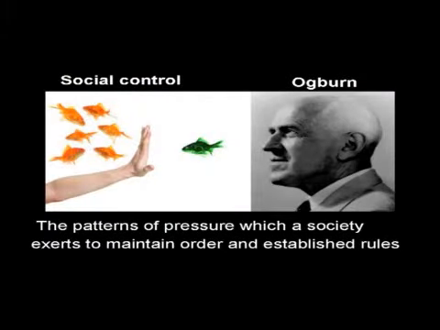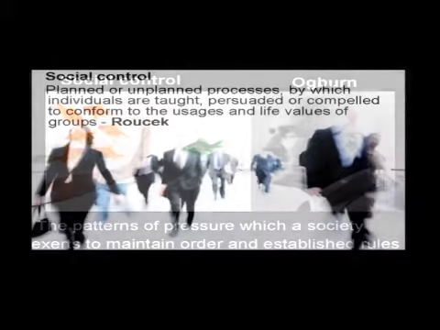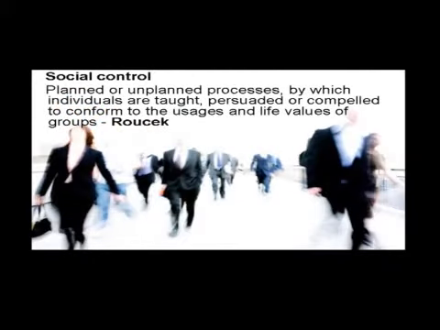Now, we will see some definitions of social control. Ogburn and Nimkoff define social control as the patterns of pressure which a society exerts to maintain order and establish rules. According to Roucek, social control is a collective term used for those processes, planned or unplanned, by which individuals are taught, persuaded or compelled to conform to the usages and life values of groups.